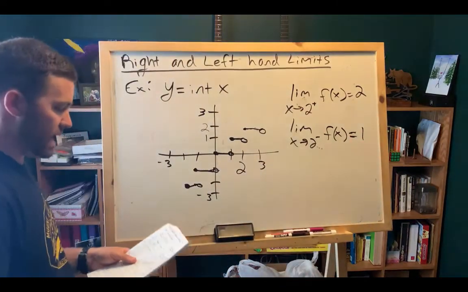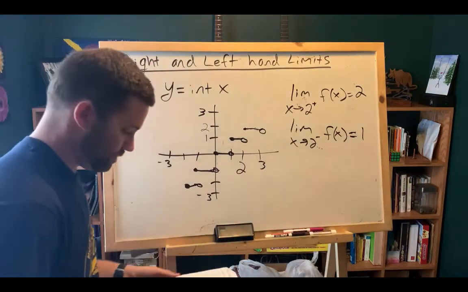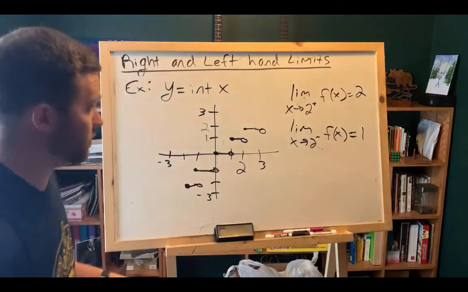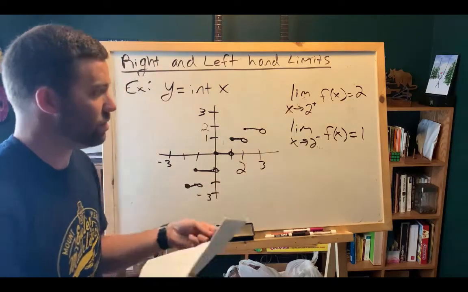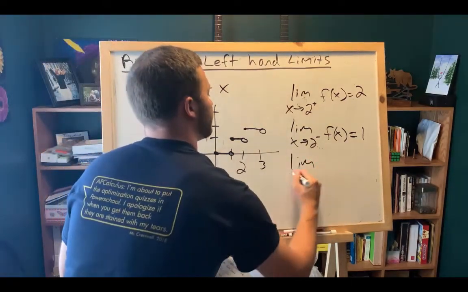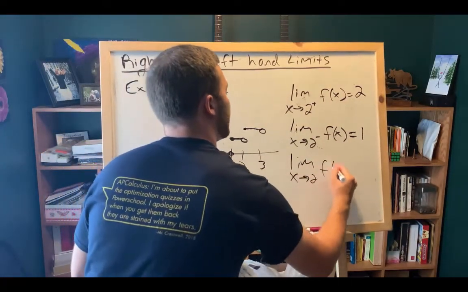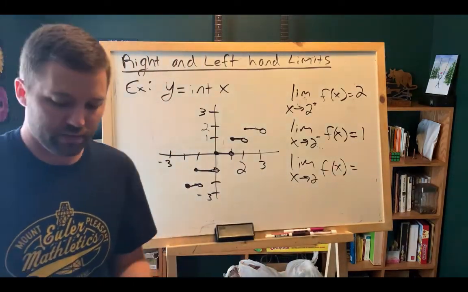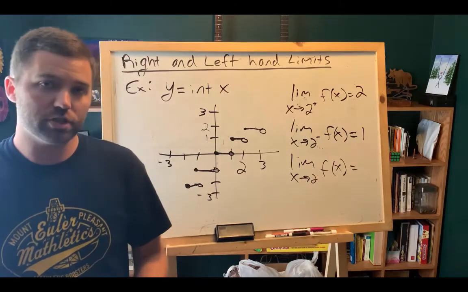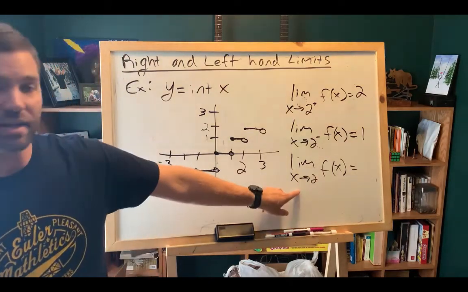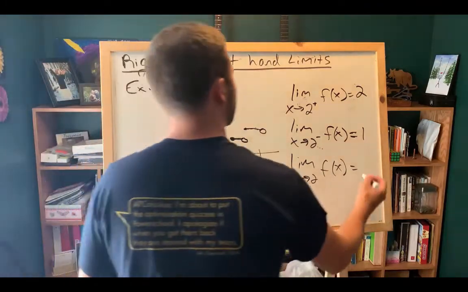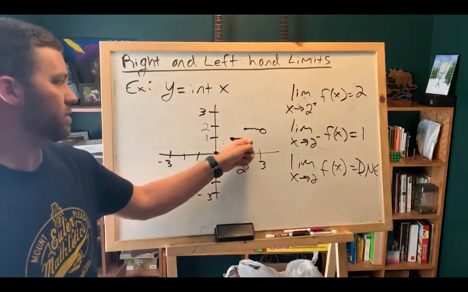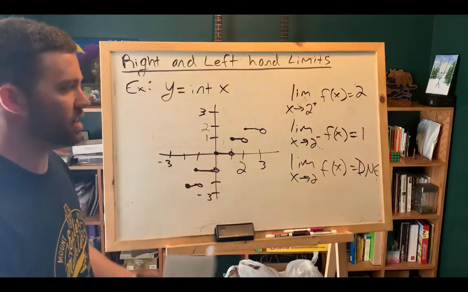Okay, so we have that. And then what is going to rely on the definition of a limit is if we try to evaluate the limit as x approaches 2, what is that answer? Because the left-hand limit and the right-hand limit approach different values, this limit cannot exist. So this one does not exist. And of course, you can see that here. This is a jump discontinuity. But that is the definition of a limit.